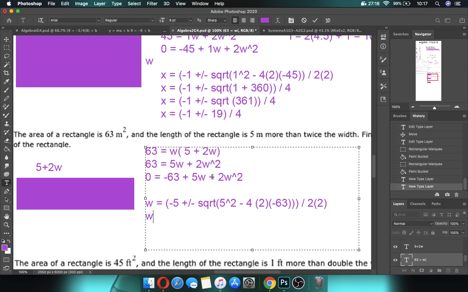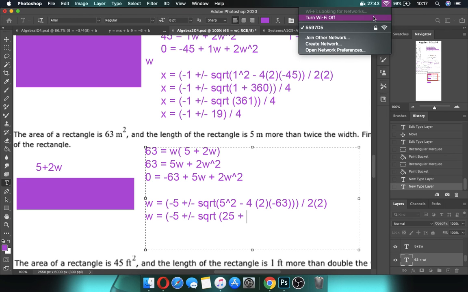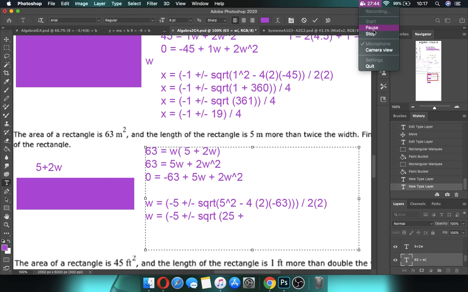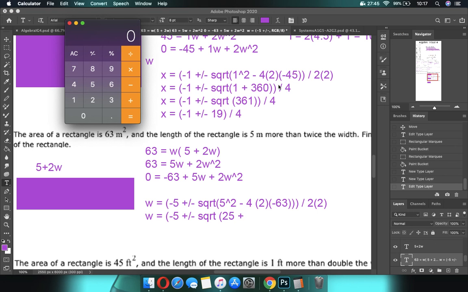All right, so w equals negative 5 plus or minus square root of. So what's 5 squared? That's 25. Double negative is a positive. All right, so 63 doubled is 126. What is 126 times 4? Pause for a second. I actually do need the calculator for that. And I'm not going to do that in front of kids. Okay, I lied. I am going to do it in front of kids. If Ms. Dubois needs the calculator, then you know something is up.